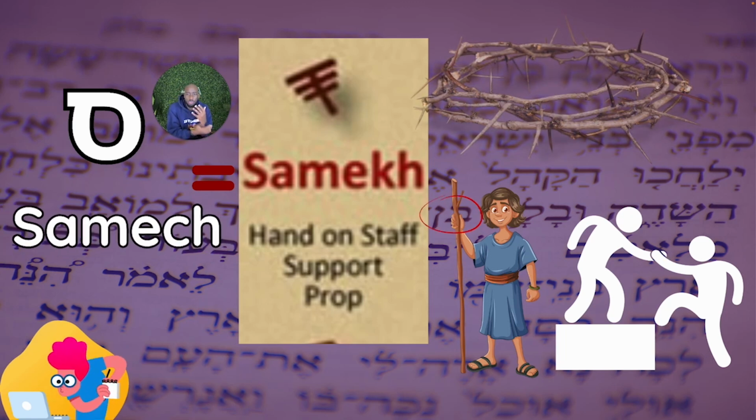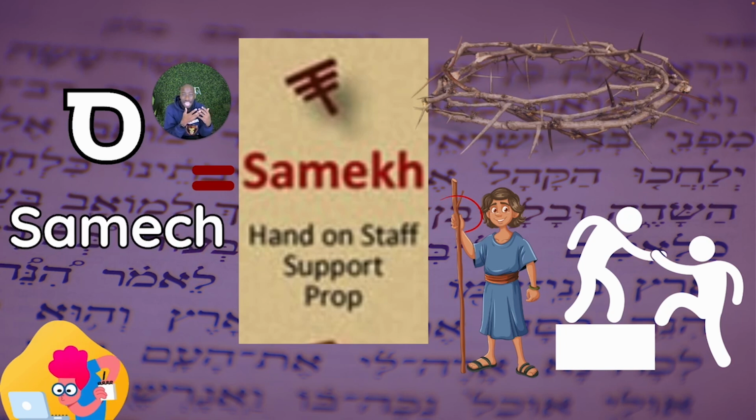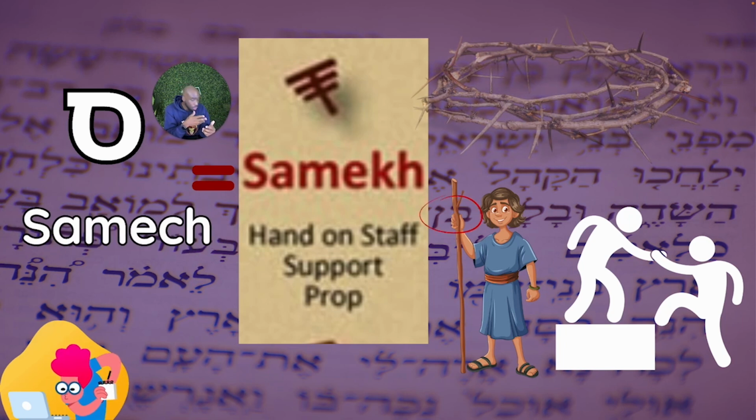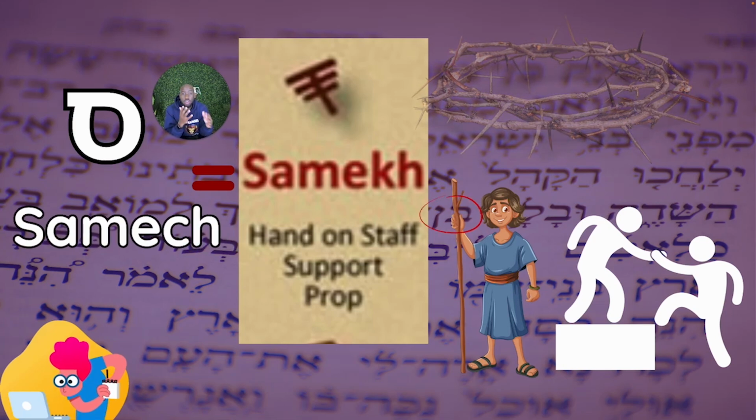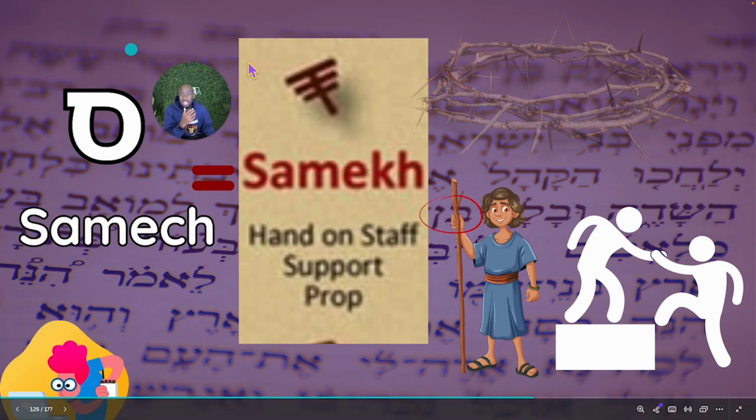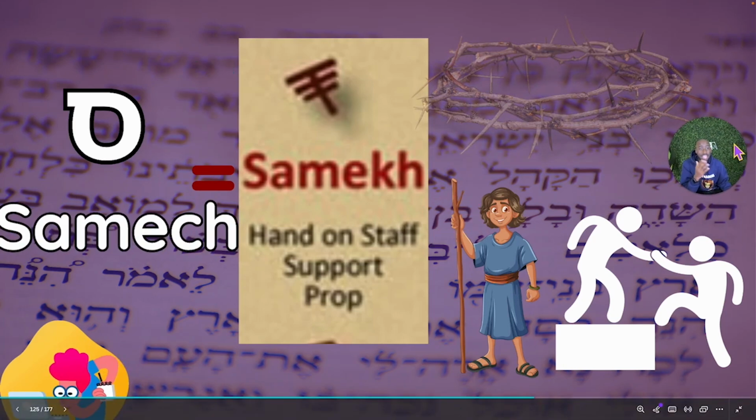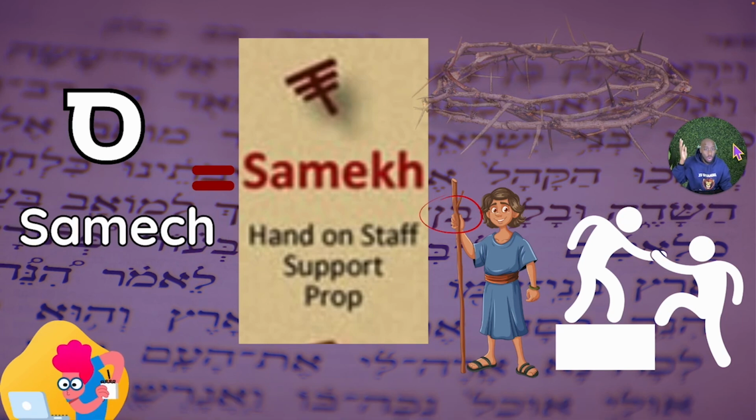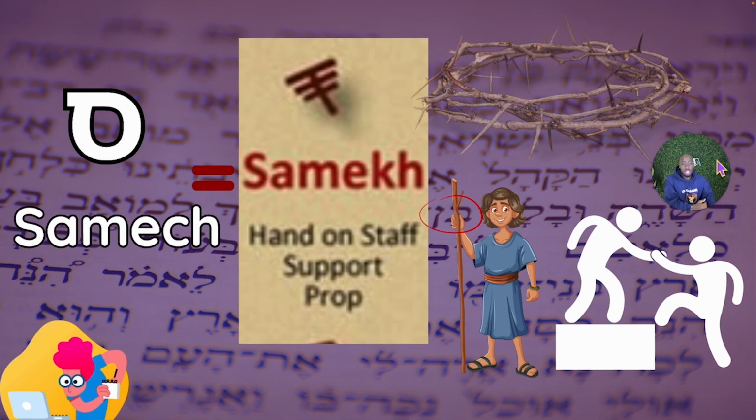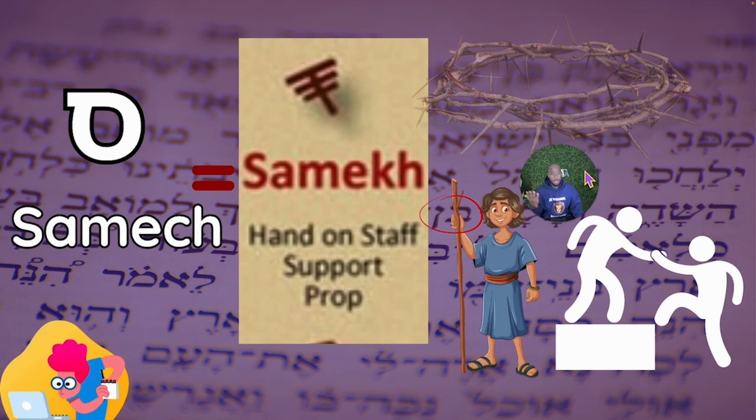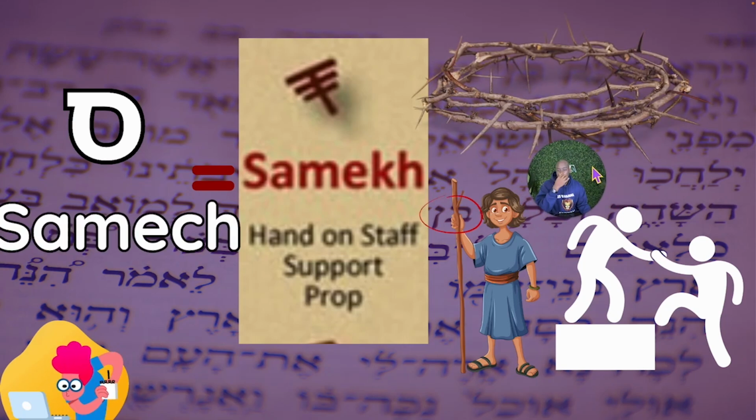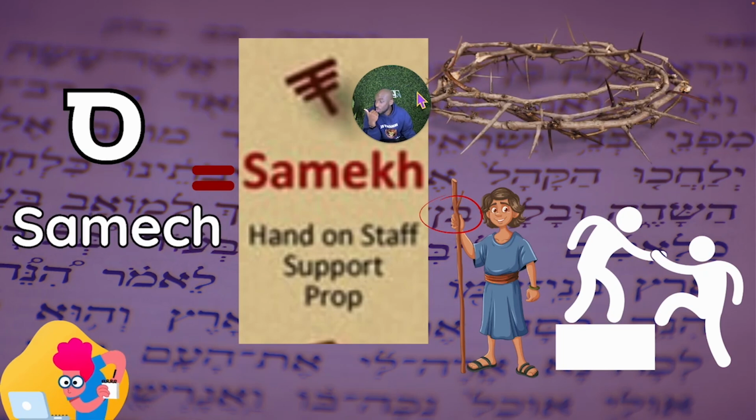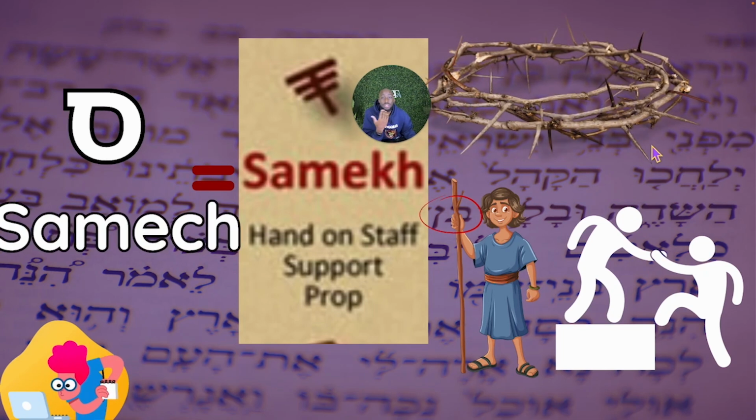And so what this letter looks like, it means a hand on a staff, support, or a prop, right? But this letter is interesting because scholars also believe it could mean something like a thorn. As you can see up here, this is a crown of thorns. So it could mean a staff, which we see my man holding right here, it could mean support, or it could mean some type of thorn. I could see how they get that. But let's dive a little bit deeper and see if we can learn more.